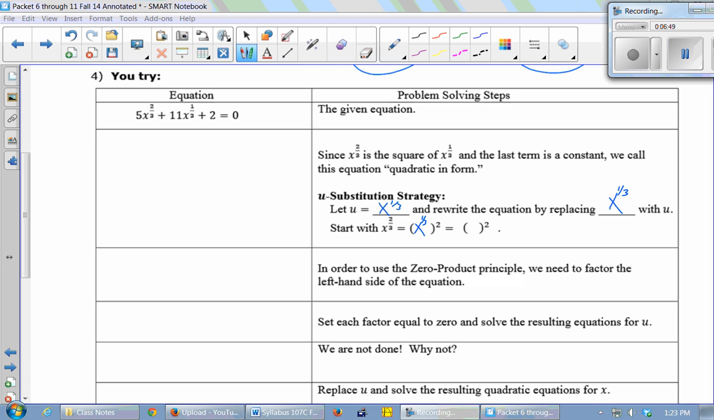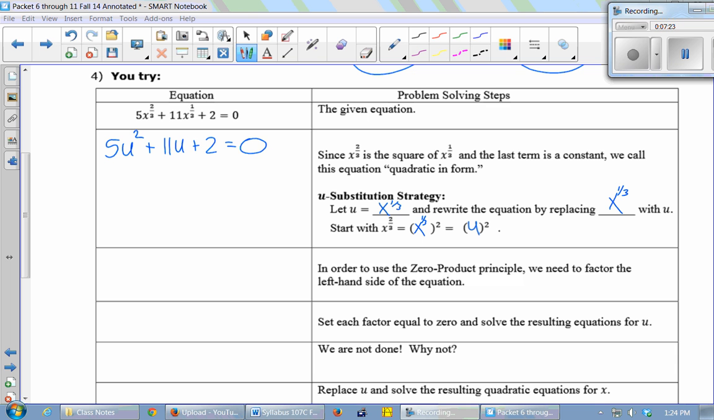So instead of writing x to the 1/3 squared, I can now write u squared. So I can replace x to the 2/3 with u squared. So this becomes 5u squared plus 11, I have an x to the 1/3, so that's a u, plus 2 equals 0. Does this thing factor? It does. Sometimes when the coefficient is not 1, factoring can be more time consuming because you have to do more guess and check.